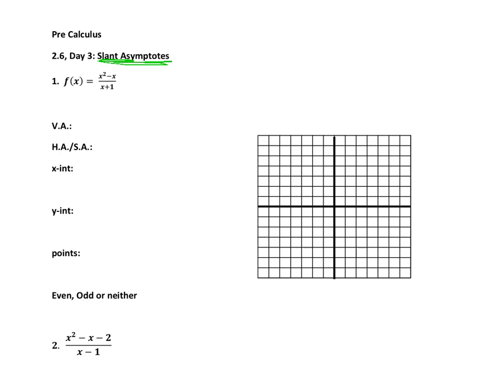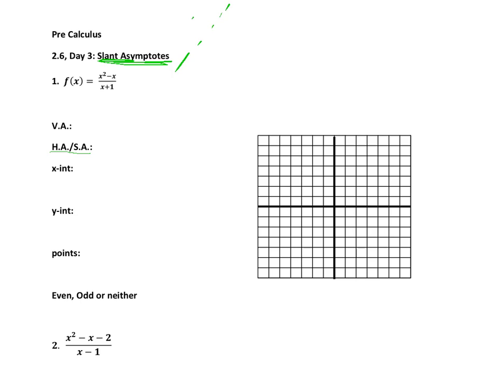Now slant asymptotes basically means that you're going to get a graph that it's not going to hit, but it's going to be slanted, meaning it's going to have a slope. It's going to look something like this, if I make it dotted. So it's going to have a positive or negative slope. These are going to replace horizontal asymptotes. You can see here how I have HA or slant asymptote. You either get one or the other.